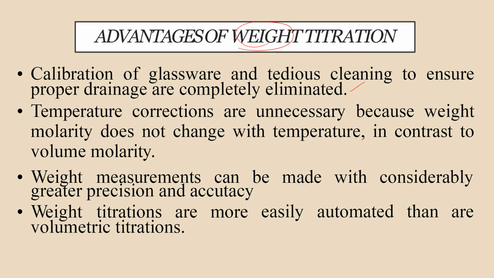Okay, so weight measurements can be made with considerably greater precision and accuracy, particularly because we have instruments to measure weight, whereas for volume, we typically use our eyes or our perceptions. Also, weight titrations are more easily automated than our volumetric titrations.